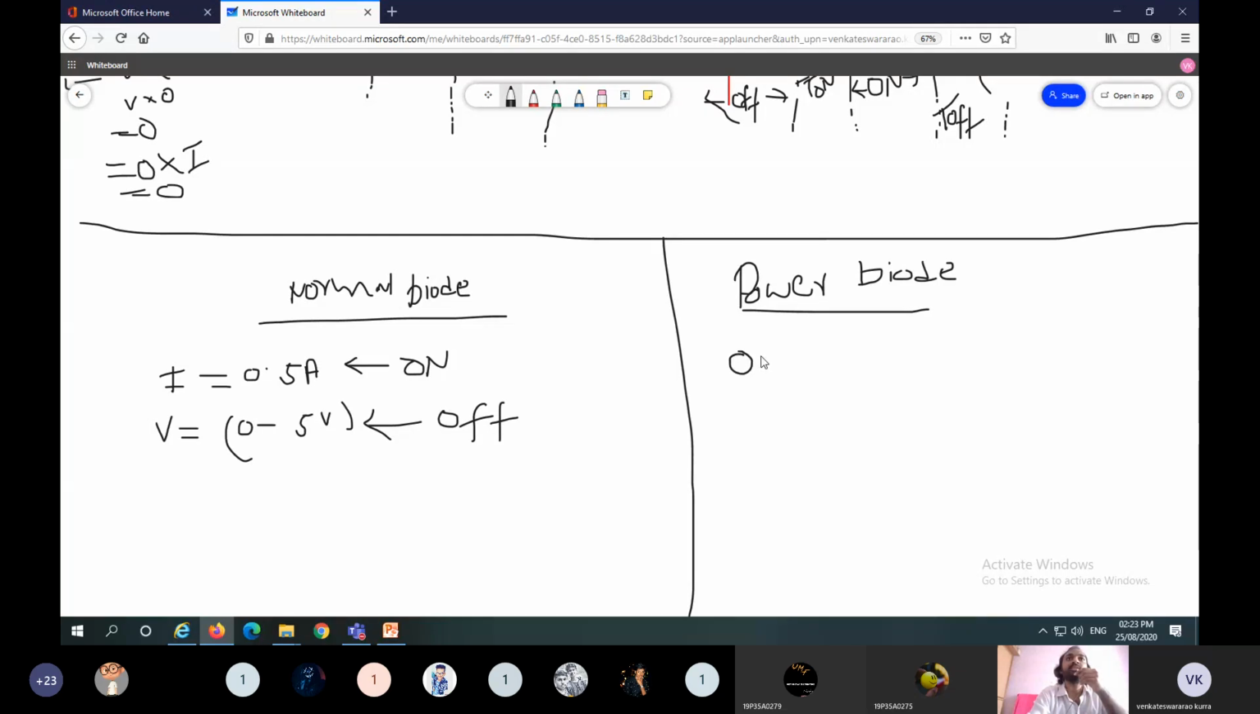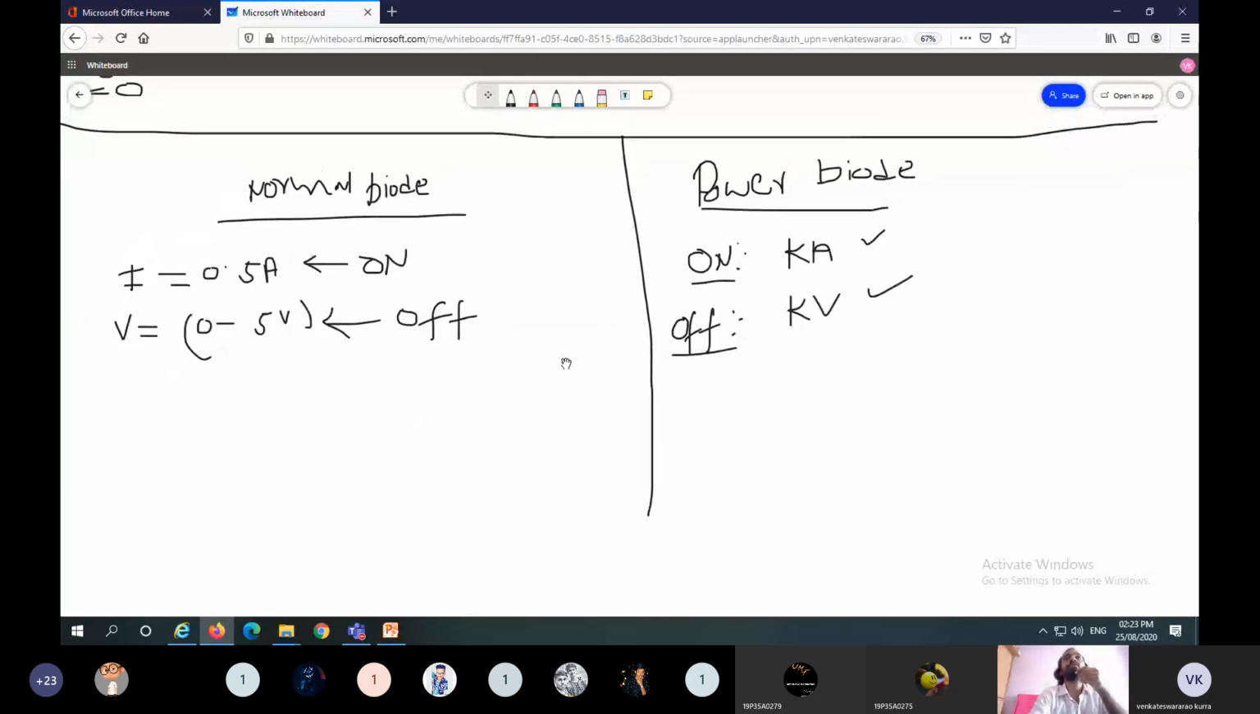Coming to power rating, for a power diode we need to carry kiloamperes of current during on state. Then only we can use these devices for power systems. If you take a transmission system and need to use a diode, the diode must be capable of carrying kiloamperes of current. Next, during off state, it should be capable of blocking kilovolts of voltage. So these are the requirements for a power diode. Here we need to improve the ratings of the diode.